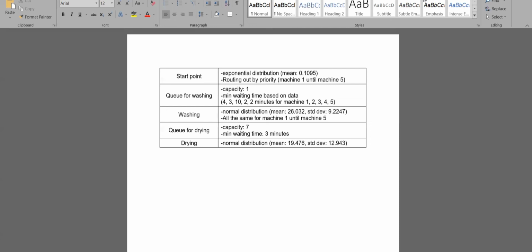For queuing for drying, the capacity is 7, because the research paper set it to 7. Hence, the minimum waiting time is stated as 3 minutes. Lastly, the drying activity also follows a normal distribution with a mean of 19.467 and a standard deviation of 12.943. After obtaining the data, we put it into a simulation model using Simulate.